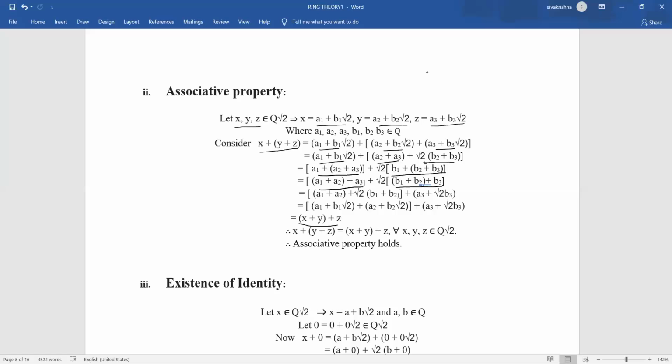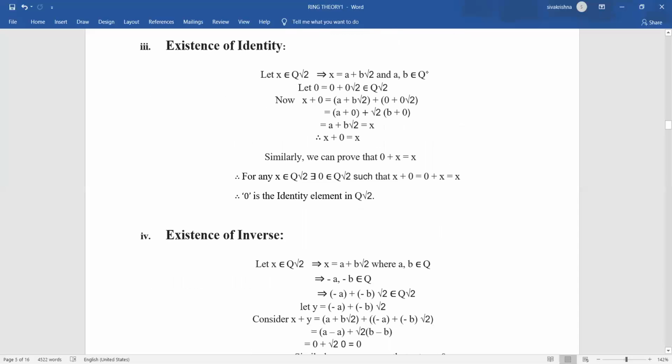So once again, I am separating the terms as the first term in this bracket, a1 plus a2 with root 2 into b1 plus b2, and after that I am writing a3 plus root 2 into b3. If you split these two terms, we get a1 plus b1 root 2 plus a2 plus b2 root 2, and finally a3 plus root 2 b3. So this is x plus y and this is z, so that we get x plus y plus z. So I consider x plus of y plus z, and I have proved it equals x plus y plus z. So therefore associative property holds with respect to addition.